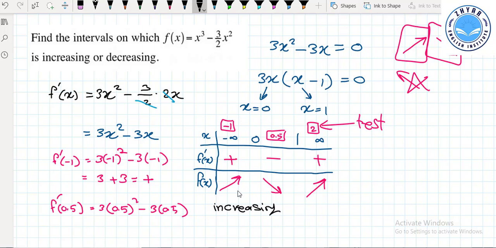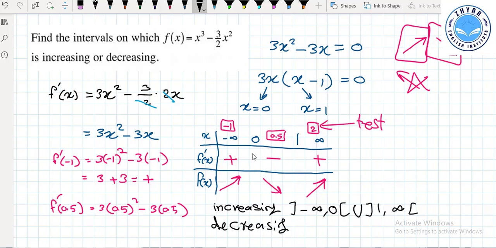interval is 2 pieces. So look at here, how do we write them? From negative infinity until 0 is increasing, union with another piece of increasing, which is from 1 until infinity. Now, decreasing is from 0 until 1.